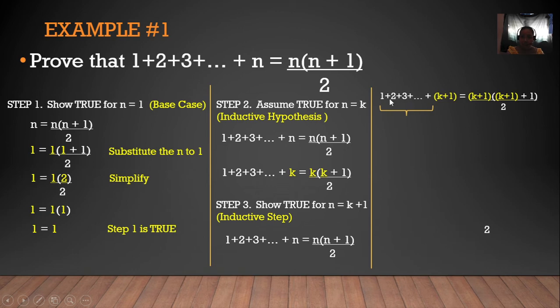The next step would be, we are going to substitute this part here, the 1 plus 2 plus 3 plus so on plus k, which is equivalent to this part, k times the quantity of k plus 1 divided by 2. So that becomes the equivalent, and then we'll add the k plus 1. We equate it to this part here. We just copy paste.